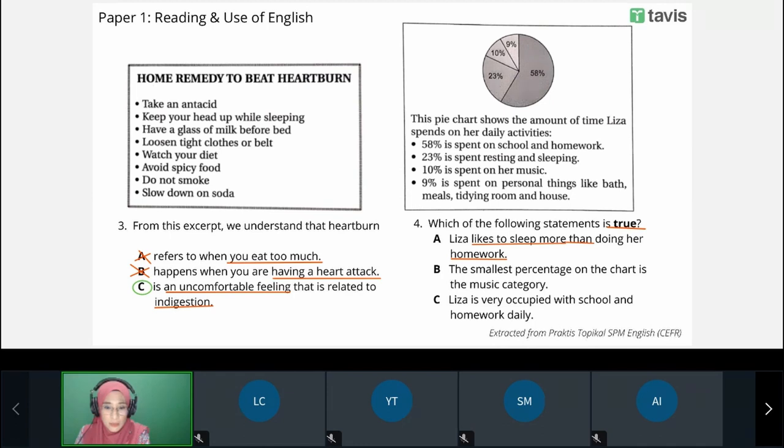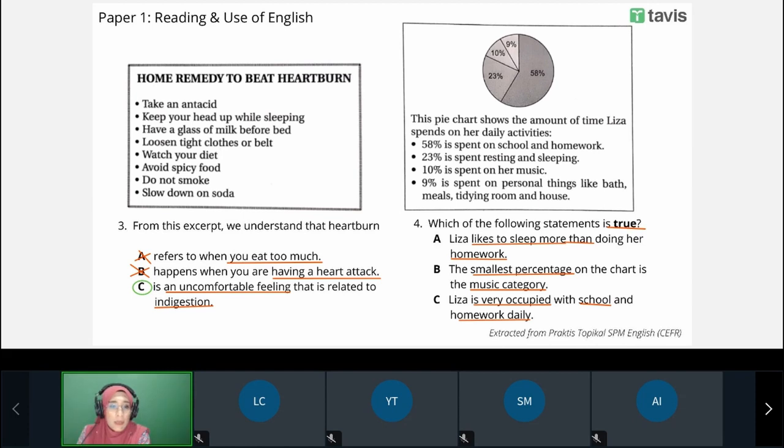The smallest percentage on the chart is the music category. Okay, we shall have a look at it in a while. Okay, Lisa is very occupied with school and homework daily. So daily is every day. So she is busy. Occupied can also mean busy. So busy with school, busy with homework every day.